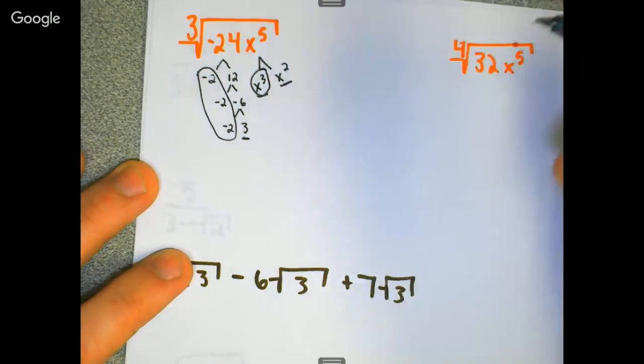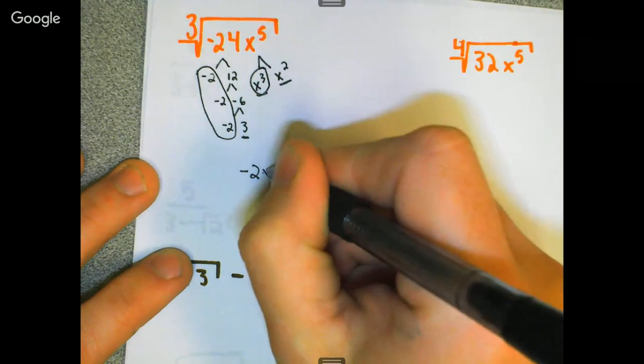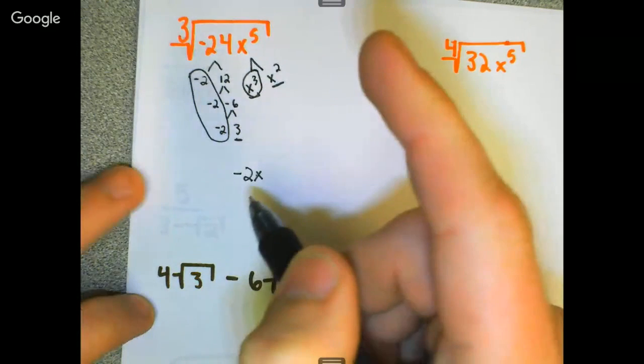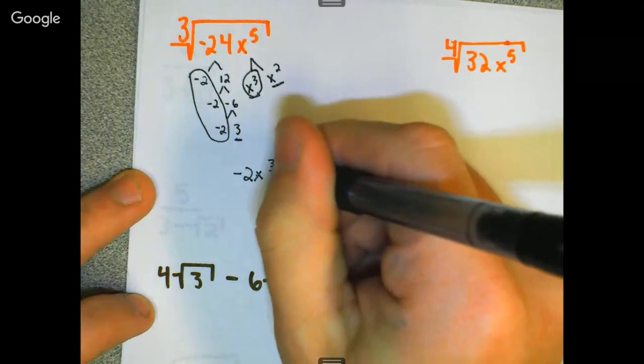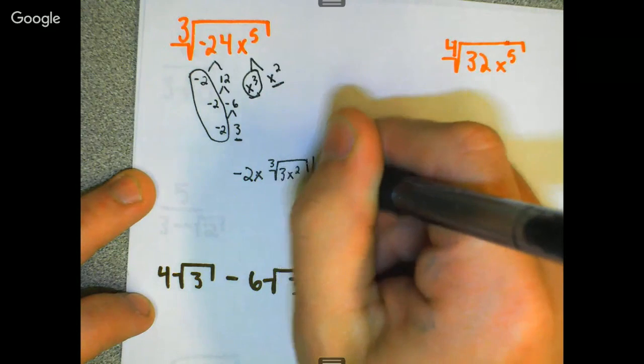That's left over. So what comes out? You have a negative 2. From here and here, you're just bringing one of those items out. Okay, and you have the 3rd root of whatever was left underneath, which was 3x squared.